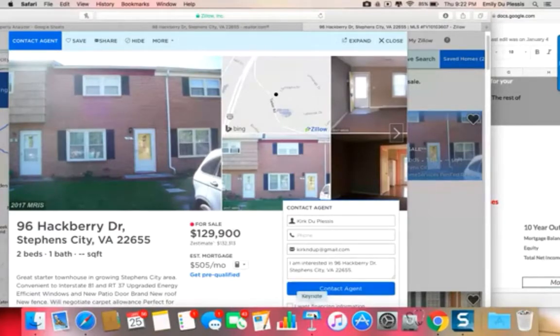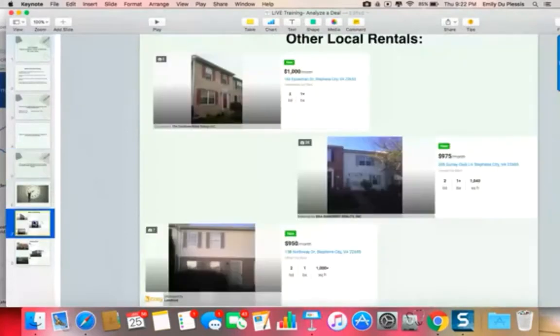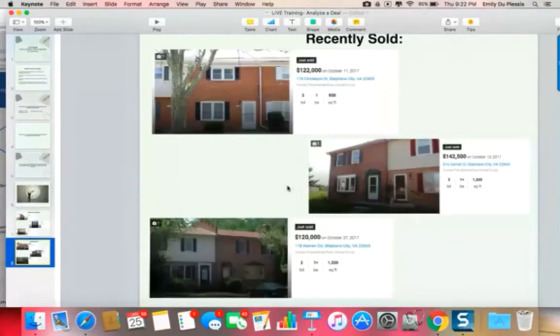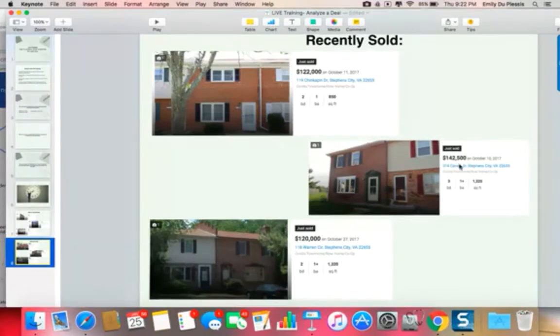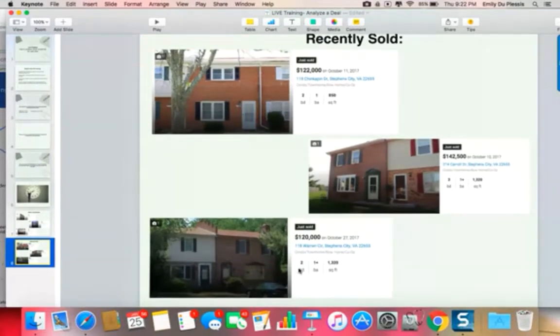So what I did earlier today was I pulled up some other recently sold properties. You can see here in the same area, here's a 2-bedroom, 1-bath that sold in October for $122,000, Chinkapin Drive, so it's not far from this property. Here's a 3-bedroom, 1-bath, so it's bigger, that sold for $142,500. And here we see another 2-bedroom, 1-bath, maybe 1.5 bath, that sold for $120,000 in October, right?